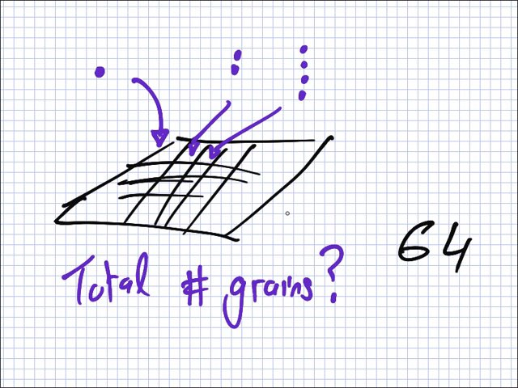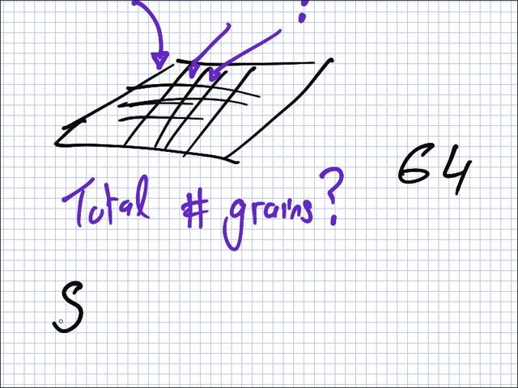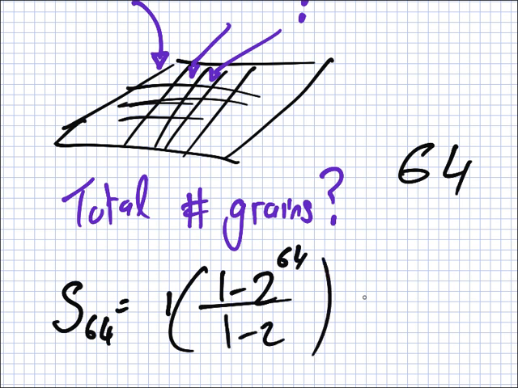Got an answer? It should be very big, I think, right? Because what you're calculating is S64, which is a(1 minus r to the power n) over 1 minus r. So this ends up being 2 to the power 64 minus 1, which is huge. 10 to the 19. Yeah.